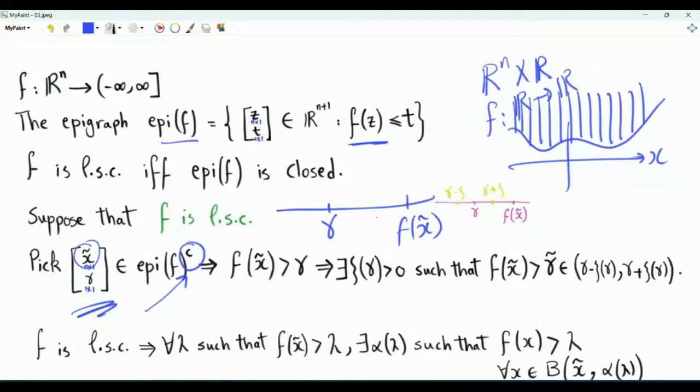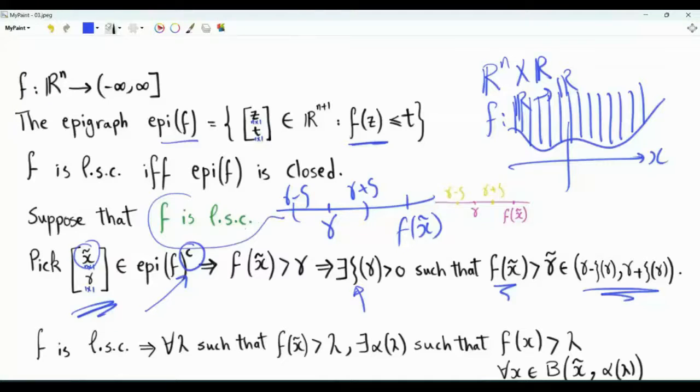And because f of x tilde is strictly greater than gamma, then there is zeta, such that the interval from gamma minus zeta to gamma plus zeta, all points in that interval are strictly less than f of x tilde. So we can always find the zeta, which will depend on gamma and f of x tilde, such that f of x tilde is greater than gamma tilde, and gamma tilde is any point in the open interval from gamma minus zeta to gamma plus zeta.